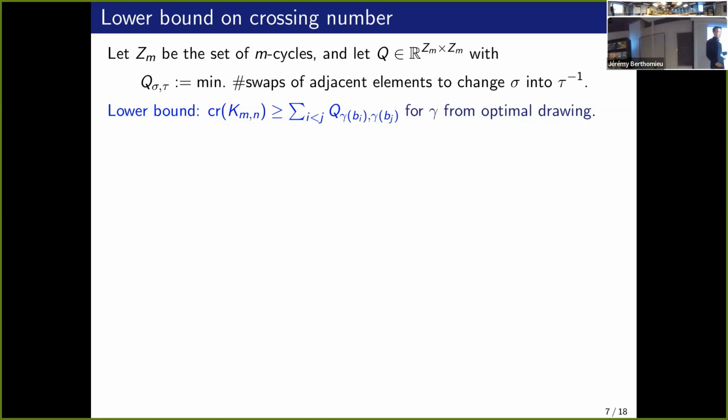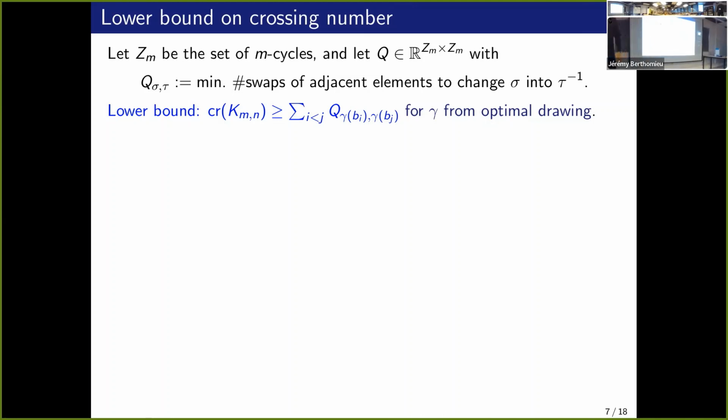So if we have an optimal drawing, then we take the gamma from this optimal drawing. To each vertex bi in one side of the bipartition, we associate an M cycle. Then the crossing number is the number of crossings in this drawing. This is at least this sum over all distinct pairs of Q(gamma bi, gamma bj), because for each pair bi, bj, we know that the number of crossings of edges of bi and bj is at least Q(gamma bi, gamma bj). This is the lemma on the last slide. And now if we just sum over all pairs, then we know that the total number of crossings in the picture is at least this sum.